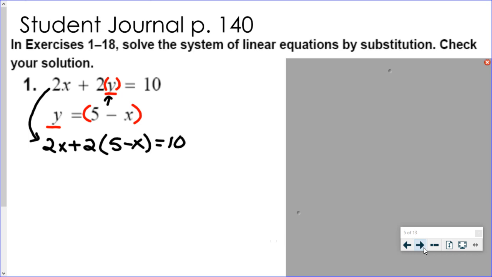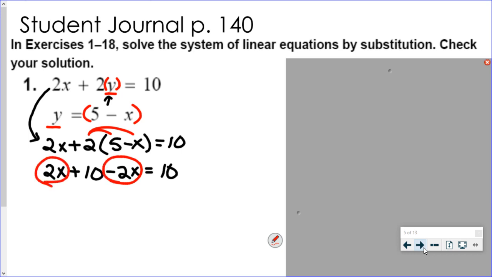Okay, now I'm going to solve for my variable. And since there's just x's, I'm good to go. So distribute. Okay, combine like terms. Oops. I put plus 10, not equals 10. So 10 minus 2x equals 10. Okay, now what do you notice? What is 2x minus 2x? These actually cancel. So we end up with 10 equals 10.